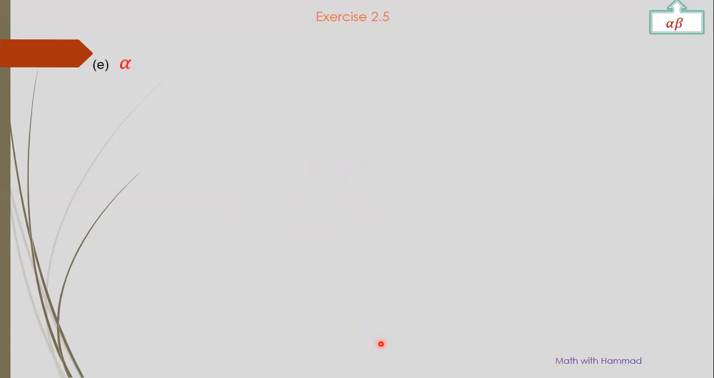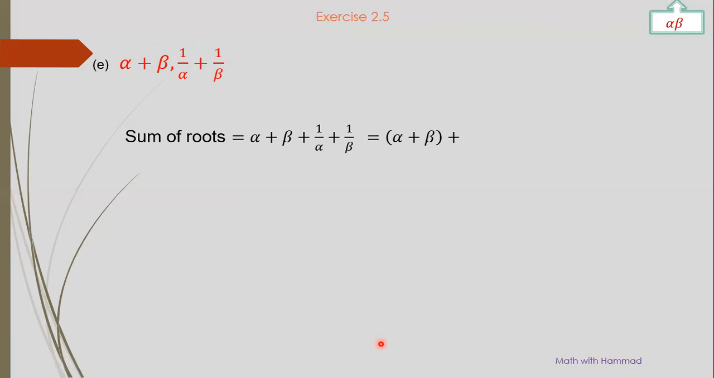Now the next part is alpha plus beta and 1 over alpha plus 1 over beta. Sum of the roots: alpha plus beta plus 1 over alpha plus 1 over beta. Alpha plus beta plus alpha plus beta over alpha beta, by taking LCM. Replace the values, we have 3 plus 3 over 6, that is 3 plus 1 over 2. So S is 7 by 2.